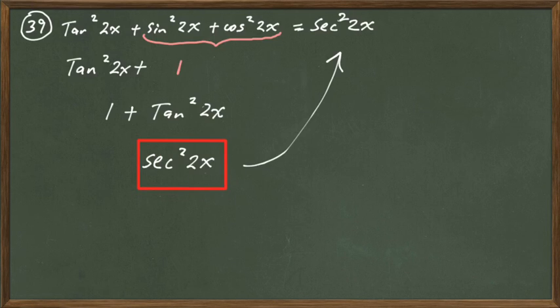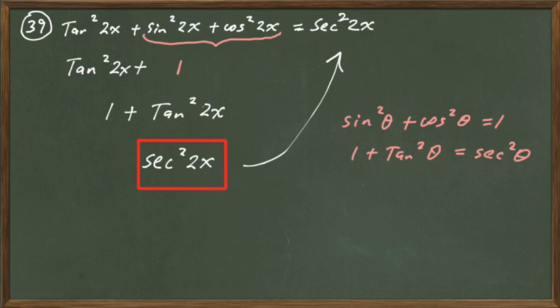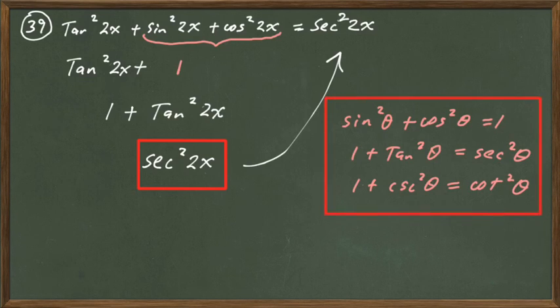Do you know your 3 Pythagoreans? You should know that sine squared plus cosine squared equals 1. 1 plus tangent squared equals secant squared. And 1 plus cotangent squared equals cosecant squared. So you use these Pythagorean identities fairly extensively sometimes. I hope these help. Good luck.